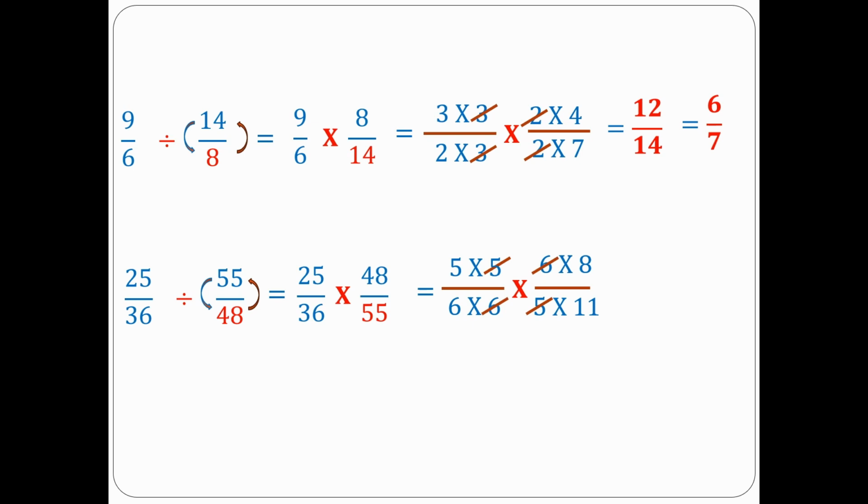cancel 6. Now we can multiply 5 and 8, and we can multiply 6 and 11. 5 times 8 is 40 and 6 times 11 is 66. You can further reduce the fraction by dividing both numerator and denominator by 2. So our final answer is 20 over 33.